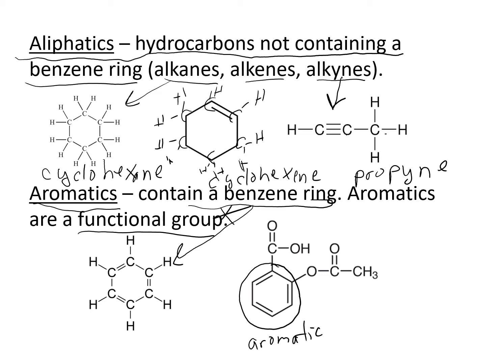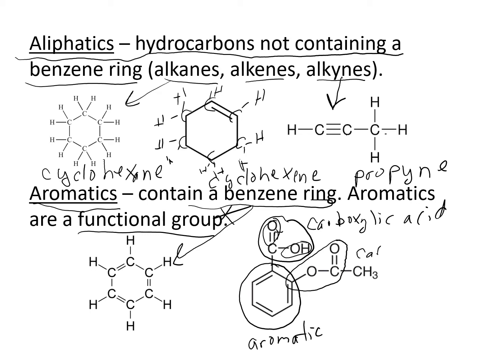The other functional groups we can find in this compound is a carbon with a double bond to oxygen and then attached to a hydroxyl here. That makes that a carboxylic acid. The other functional group that we'll find here is a carbon attached to an oxygen and another carbon and a double bond to an oxygen. That makes a carboxylic ester.